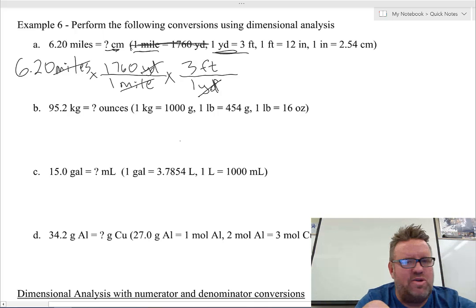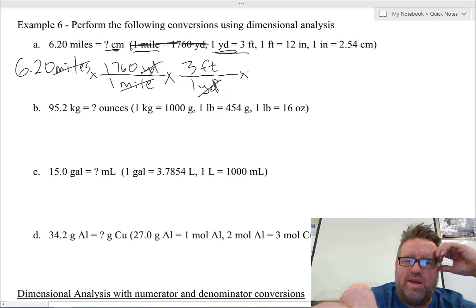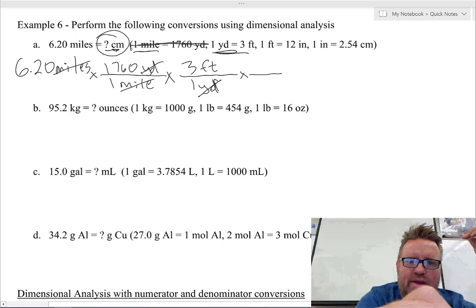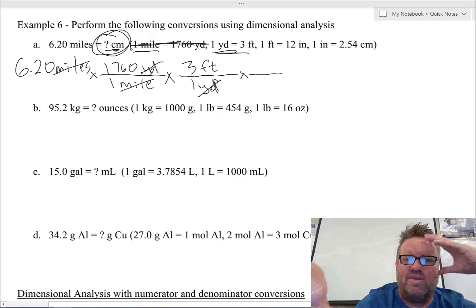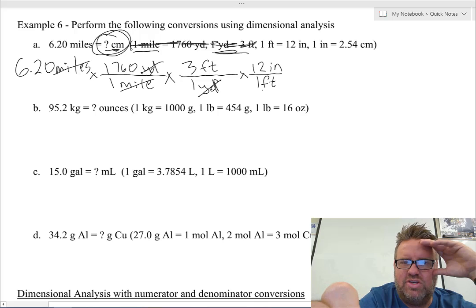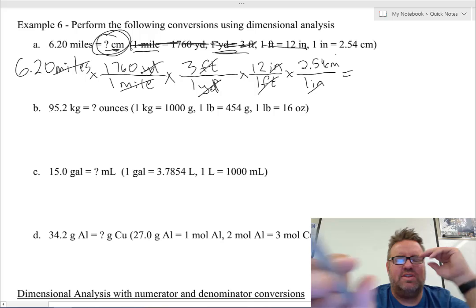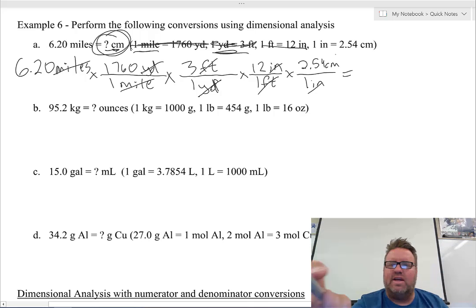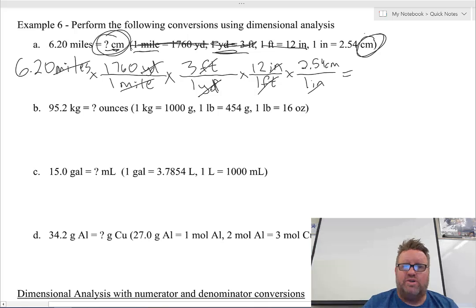And see, every time I do this, I'm just canceling 1 unit. Now I need to cancel feet. So I just have to keep going until I get to whatever it is they're asking me about. So 3 feet, I need to cancel feet. So that one's done. So then my next one, 1 foot equals 12 inches. The feet have canceled. And now I have inches. I need to cancel inches. 1 inch equals 2.54 centimeters. And now my inches have canceled. And see how everything cancels except the one thing they're looking for, which is centimeters.